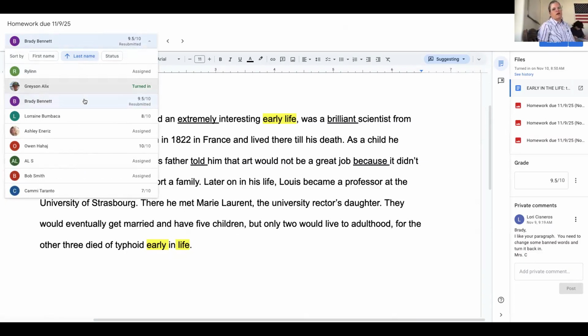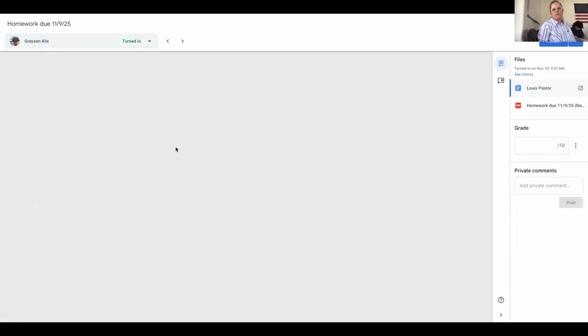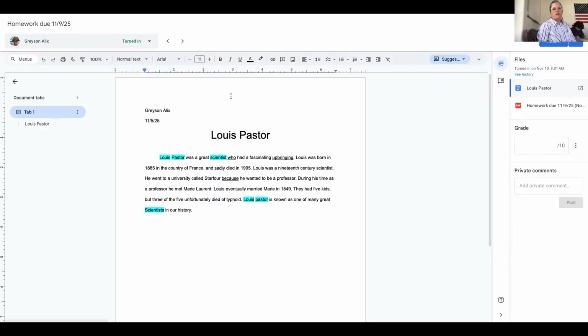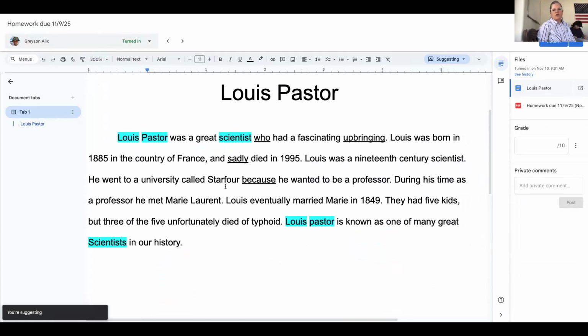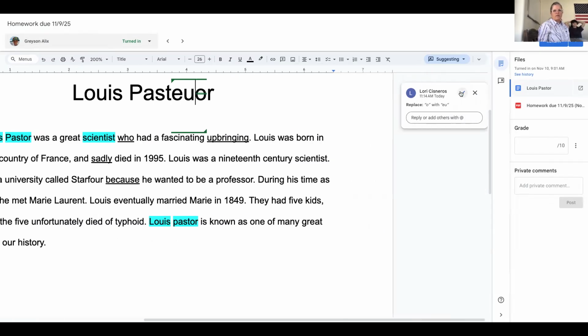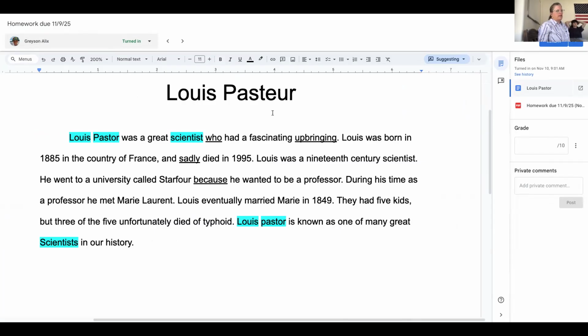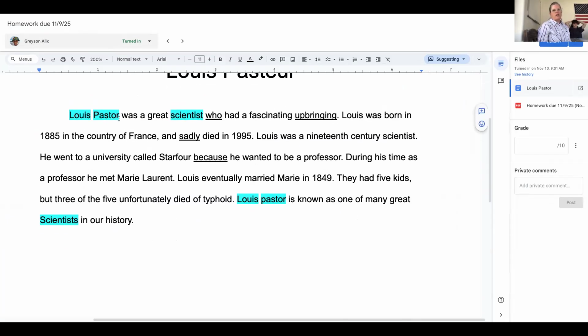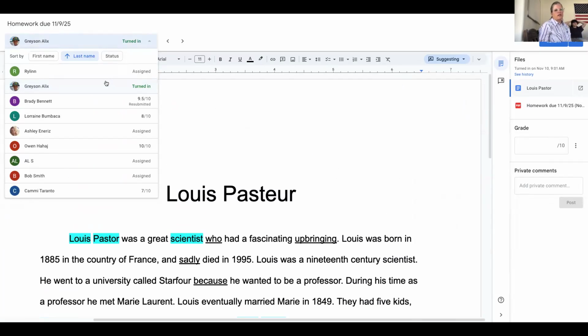All right, let's see what you got then. Grayson. All right, you got Louis Pasteur, except his name is spelled differently, so you can fix that. Hey, don't laugh. Seriously, it's okay. I struggle with spelling. All right, that's how you spell his name. But you've got Louis Pasteur, scientist. Yeah, you did good. That's correct. Good job.